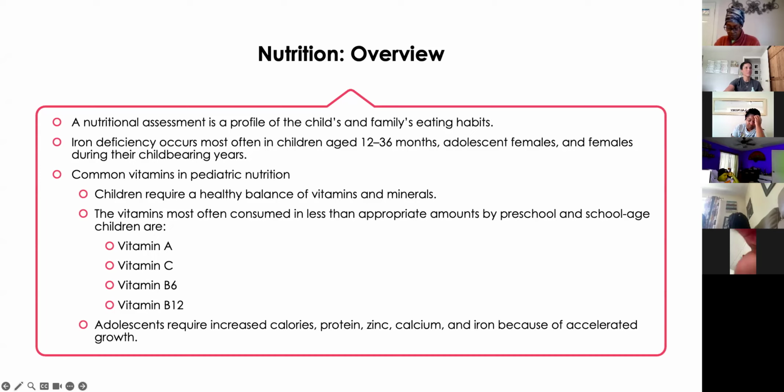We also have some common vitamins that we have a hard time getting in our preschool and school age children just because of their limited variety of intake. So vitamin A, C, B6, and B12 are commonly deficient in our preschoolers and school age kids. And then our adolescents, again, have that increased growth requirement. So they need more calories, protein, zinc, calcium, and iron to help support their growth.